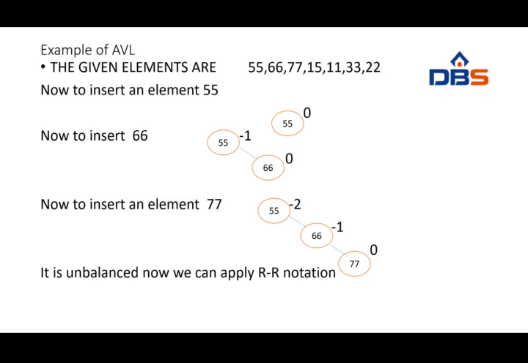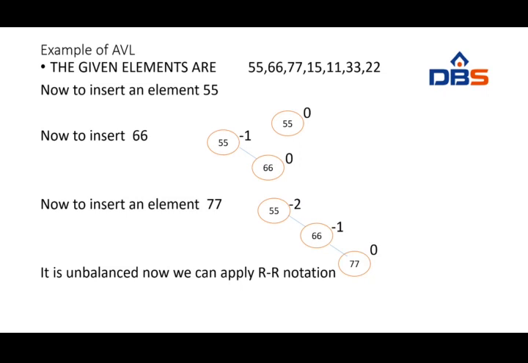Now we insert 66. 66 is greater than 55, so we go to the right side of 55. 66 is a leaf node, so its balance factor is always 0. Then go to 55. There is no left child, so that is 0 minus the right child, 66. One node is there, so 0 minus 1 equals minus 1, the balance factor of 55.